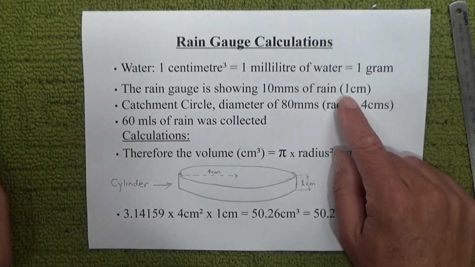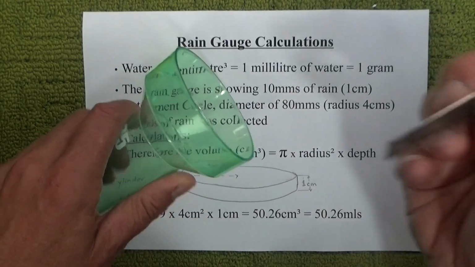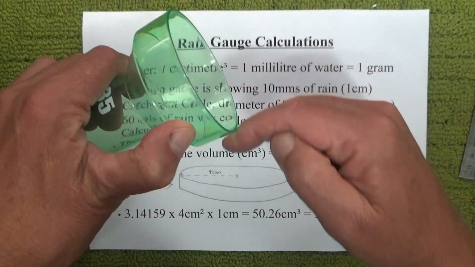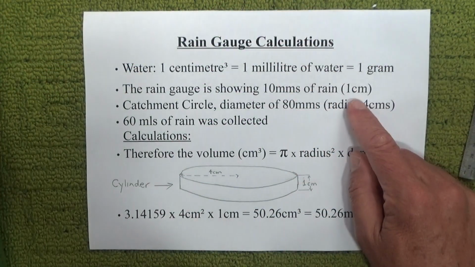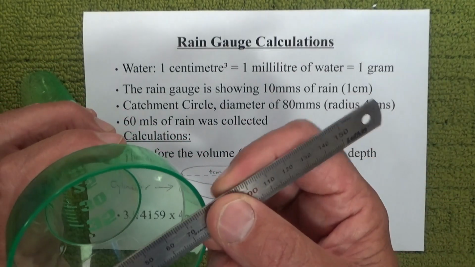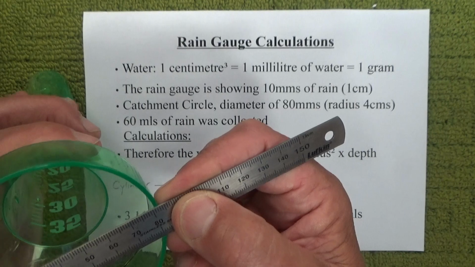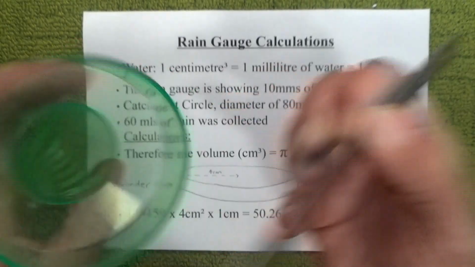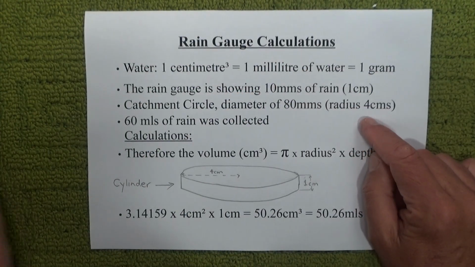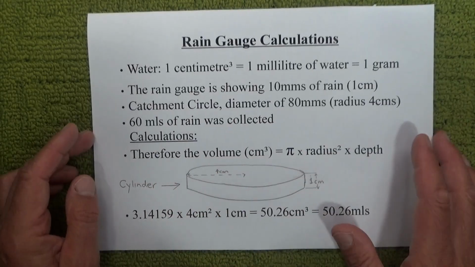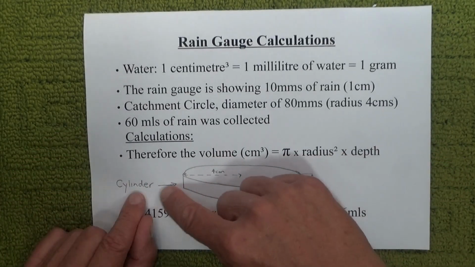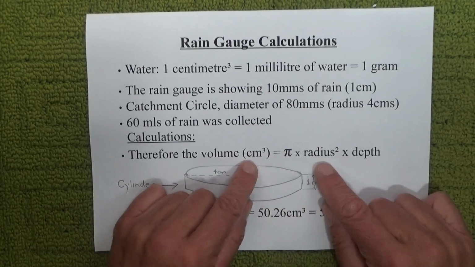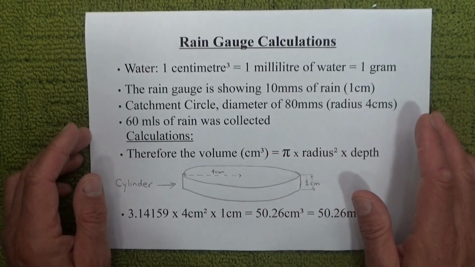So the rain gauge was showing 10 millimetres of water, which is 1 centimetre. Yep, so it's that area there of the cylinder that I've got to calculate. And the 80 millimetres diameter is the same as 8 centimetres. And we need the radius, which is half again, which is coming in at 4 centimetres. So all I need to do is punch those numbers into this cylinder volume calculation. I'm going to do them all in centimetres, and that'll give me the volume in cubic centimetres.